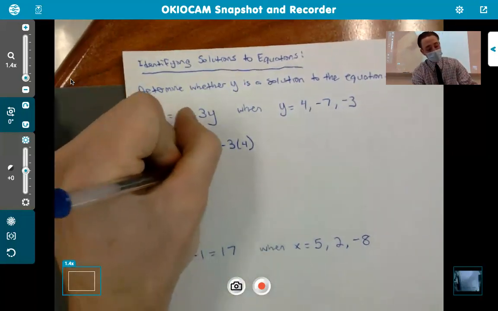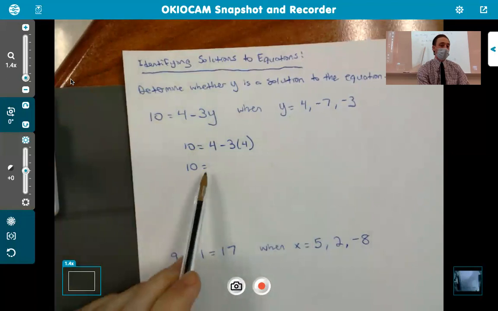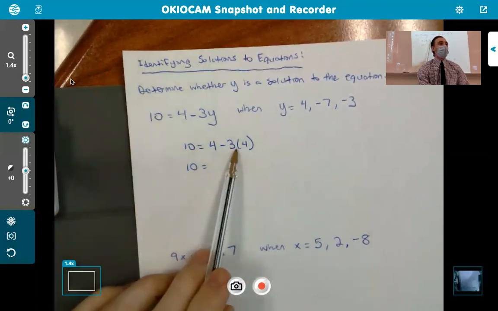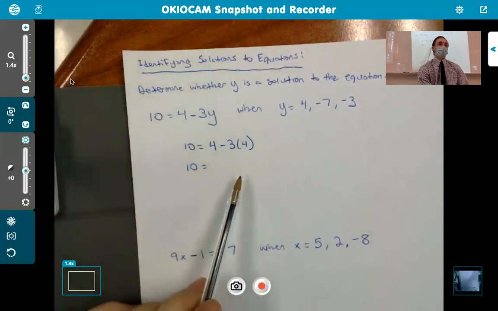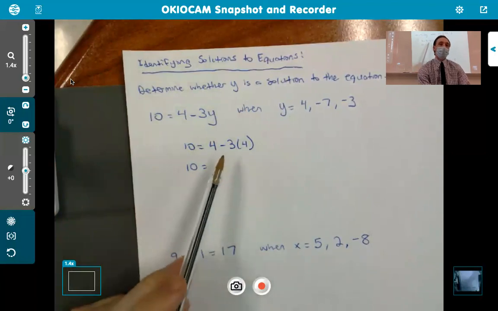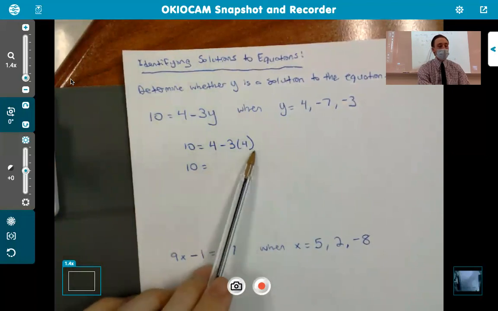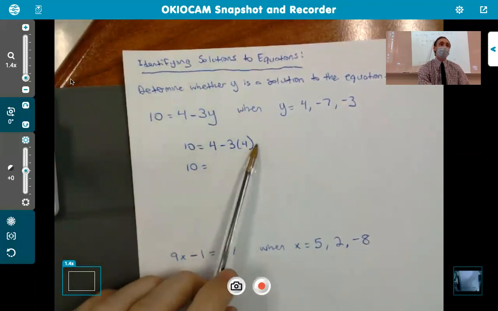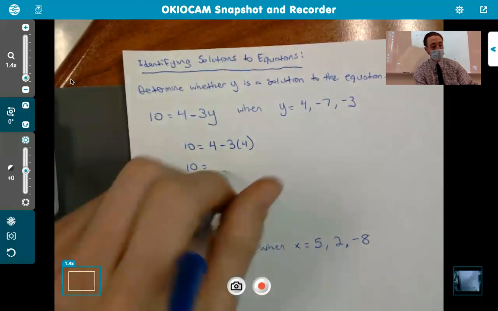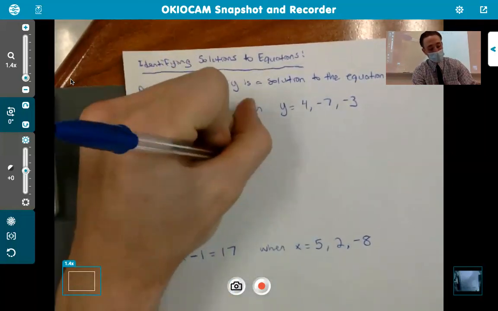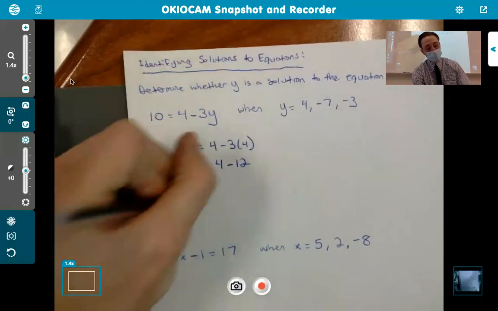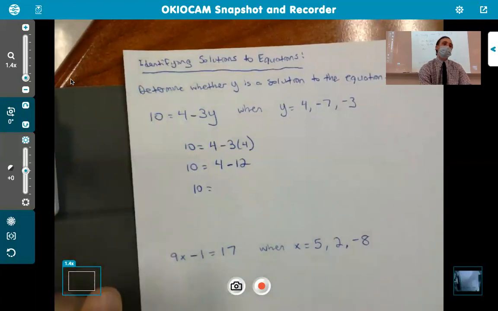On my left-hand side, I just have a number. Nothing's going to change. On my right-hand side, I have to make sure I know what to do first. I need to take care of any multiplication and division before I do any addition and subtraction. So what is 3 times 4 going to give me? 12. So I have 4 minus 12. And what's 4 minus 12? Positive or negative? Negative 8.